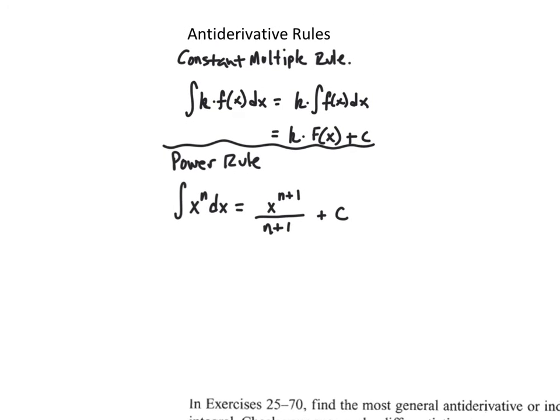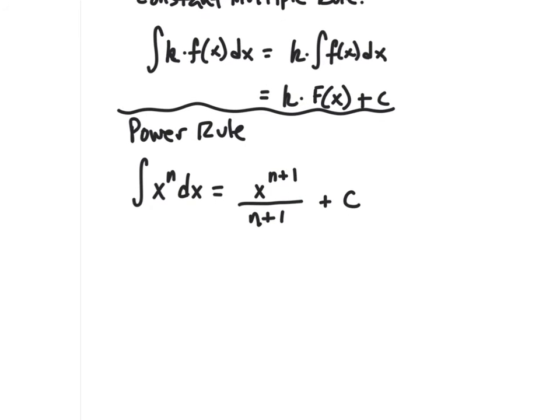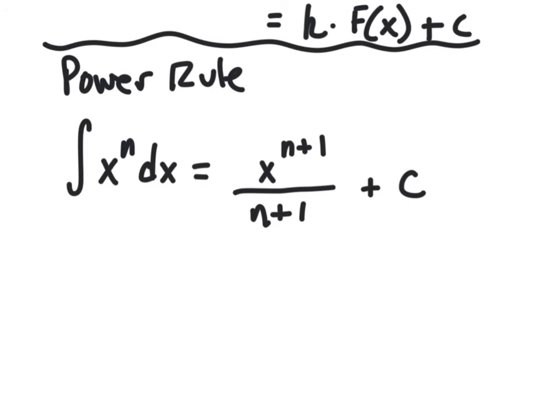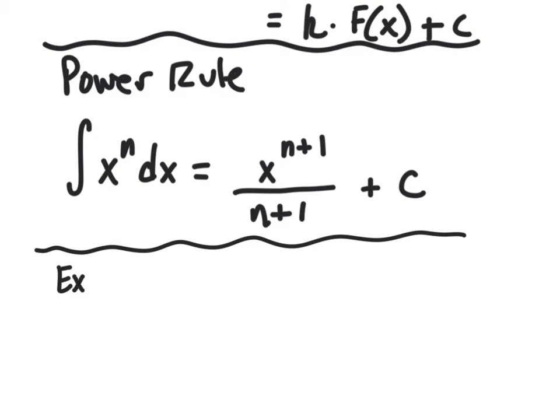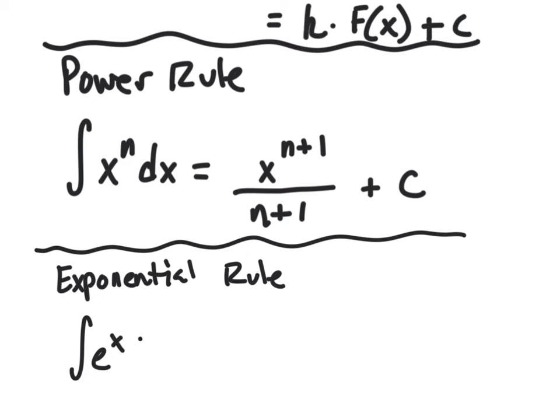We also have the exponential rule. The exponential rule means that if we take the antiderivative or the integral of e to the x dx, then that's just going to give us e to the x plus c.